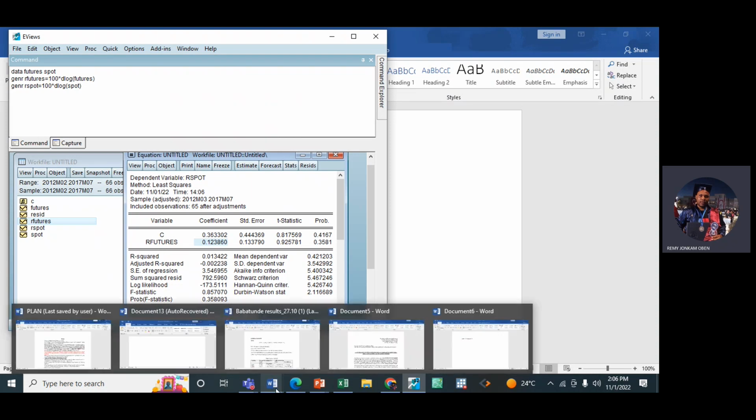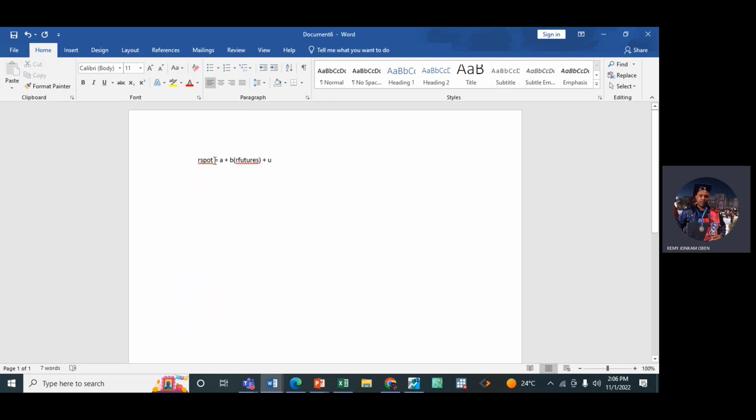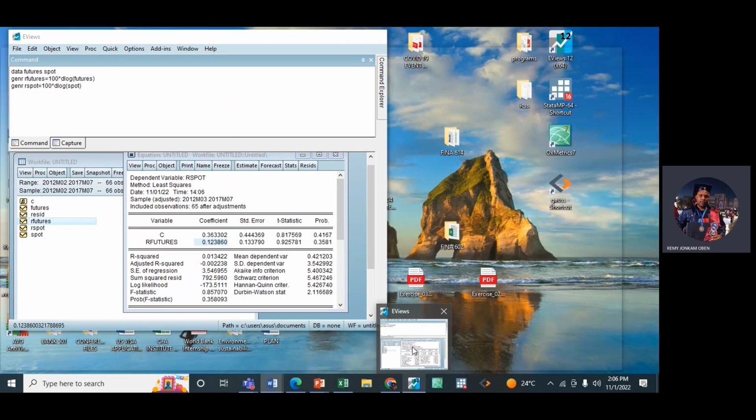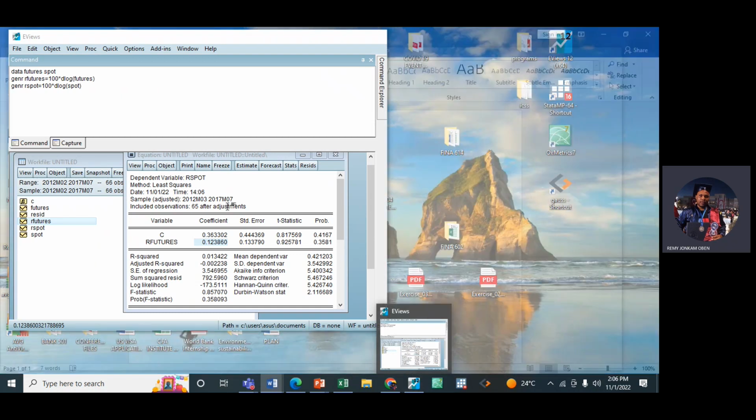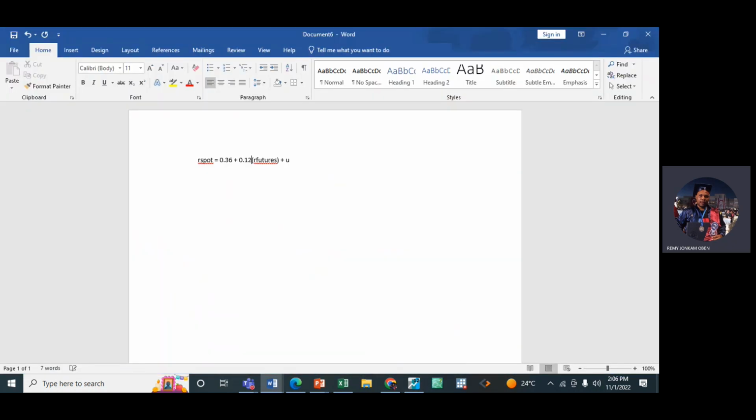0.36 is the constant. 0.12 is the coefficient of Δfutures. So if I want to write now this estimated equation, I will replace, let me see, what are the coefficients again? Constant is 0.36. So here I will remove this alpha and put 0.36. And I'll remove this beta and put 0.12. When you do estimation, you eliminate the error term. Now, how can we interpret this?